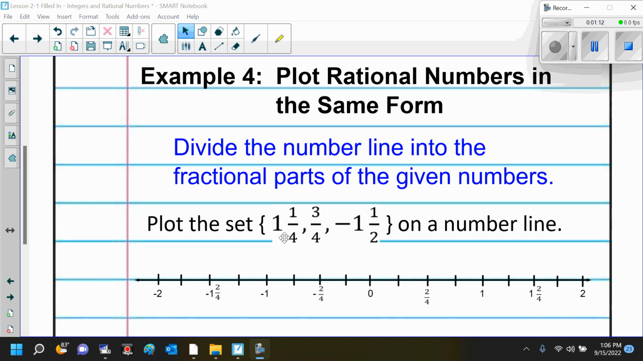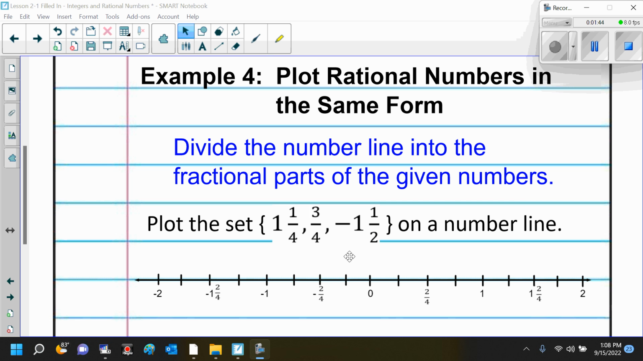So here we have 1 1/4, we have 3/4, and we have a -1 1/2. So what is the common denominator with 1/4, 3/4, and 1/2? The common denominator is 4, so we want to split the number line into fourths. Make sense? So we need to make common denominators, right?